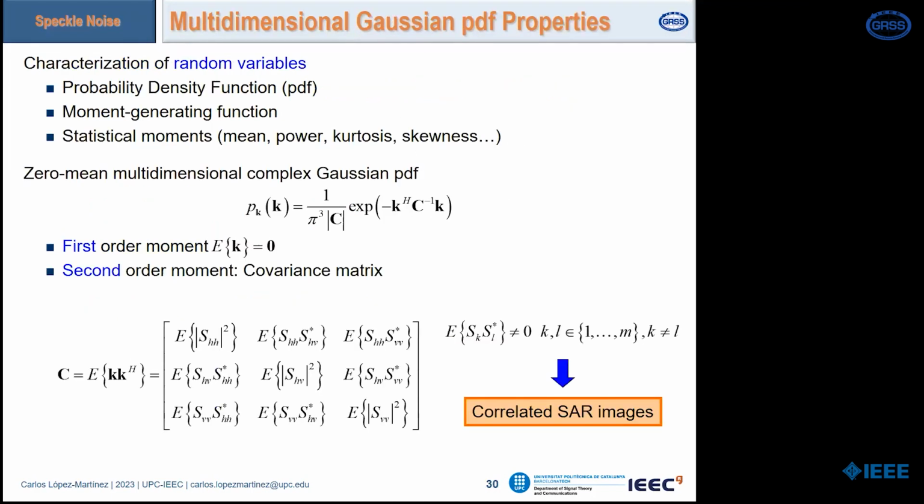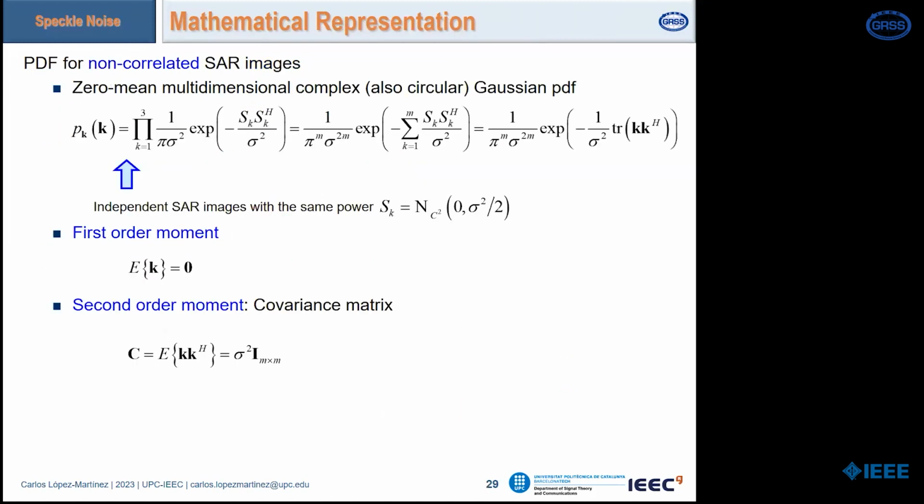So we need to generalize, because if you remember what I explained in the first part of this tutorial, the information is not only contained in the intensities of the SAR images, but in the correlations. So I need to allow general coherency matrices, not only diagonal coherency matrices. This means that I need to allow these components of the vector, the SAR images, to be correlated.